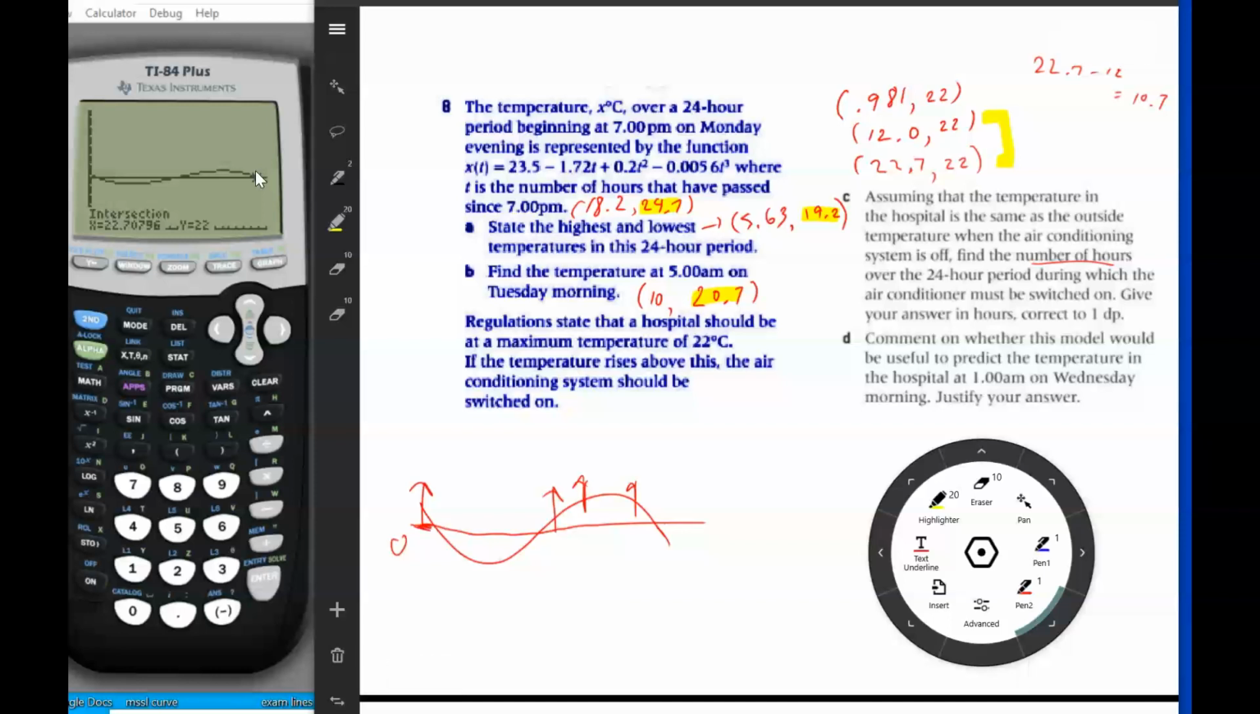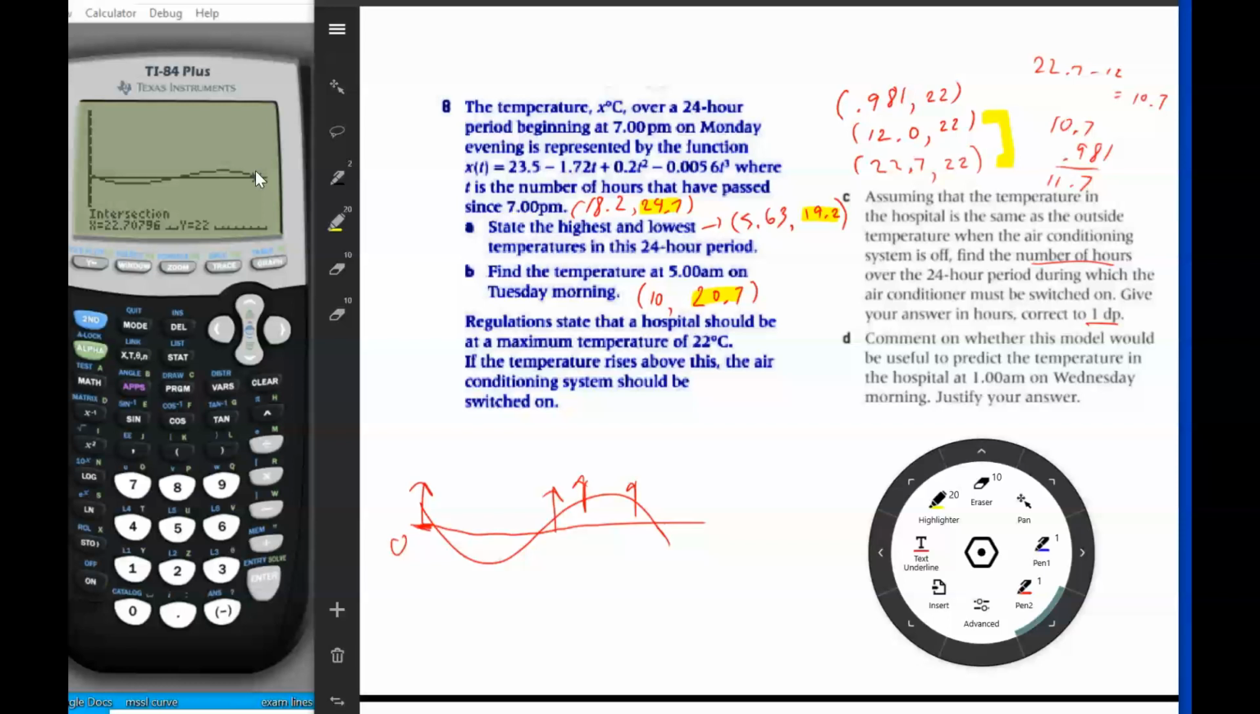And then if I want to add those two together, basically I'm going to get something like 11.7, right? I can do that on the calculator to confirm, but 0.981 is basically 1.0, right? And then when I add it to 10.7 it is 11.7. So the number of hours, given your answer in hours correct to one decimal place, is 11.7, okay?